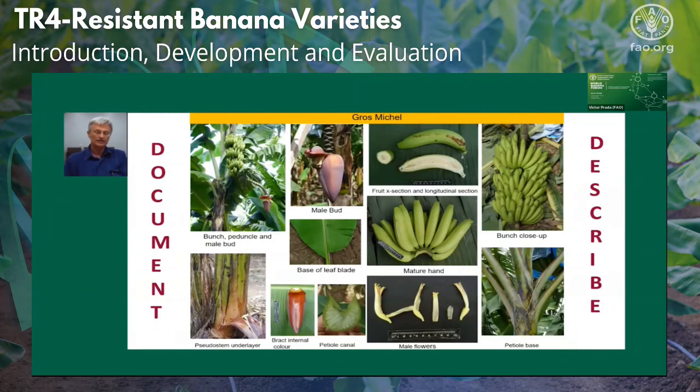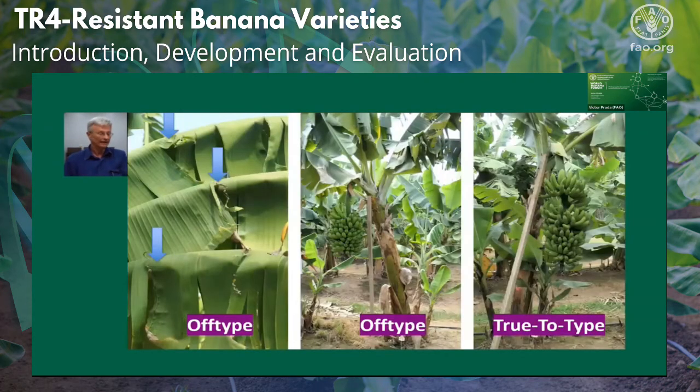This composite image shows some of the morphological characteristics that can be important in confirming the identity of a variety. Recently, we encountered this off-type somatic variant, the image on the left and in the center. Most of the leaves have a portion of their lamina disordered, the blue arrows. The plants are slow to bunch and fruit are quite short.